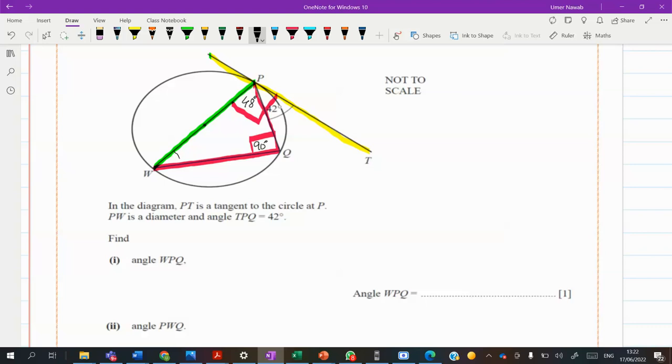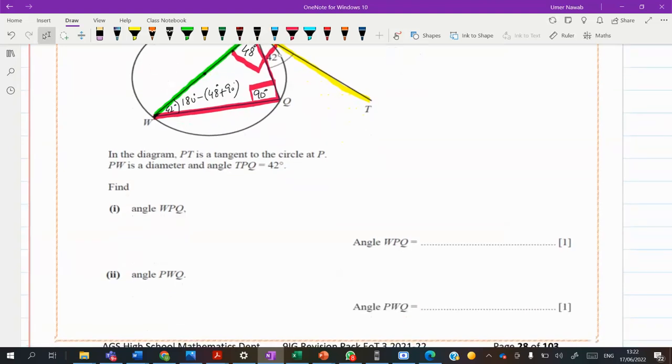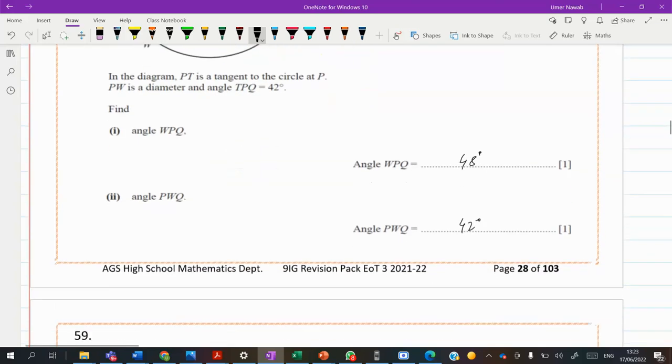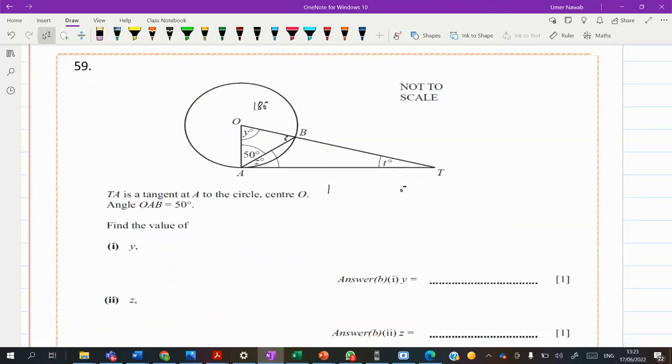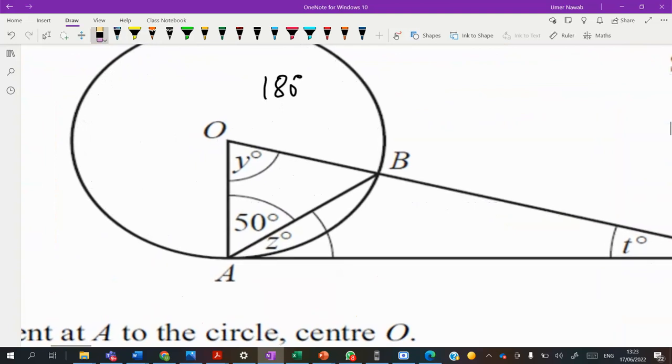Then I can easily find this angle, which is 180 minus 48 plus 90, and that gives me 42. So this is 42. So I found 48 and 42. Next, if you see in this particular case, I want to find y first. Guys, in this particular case, you can see it's an isosceles triangle.